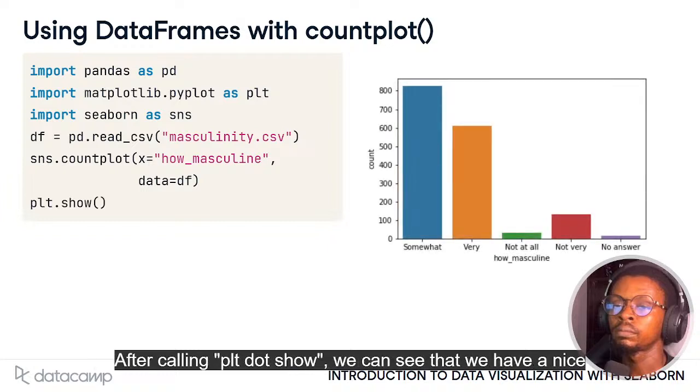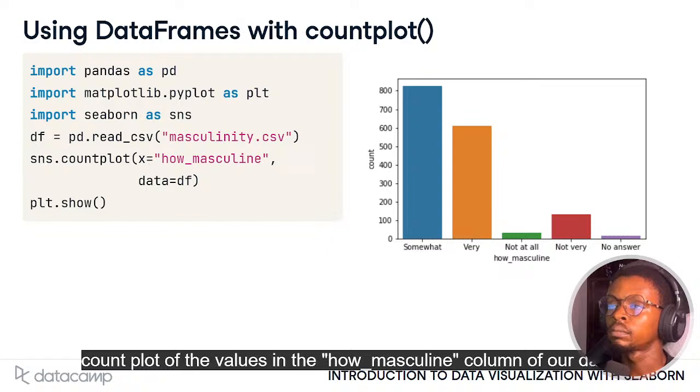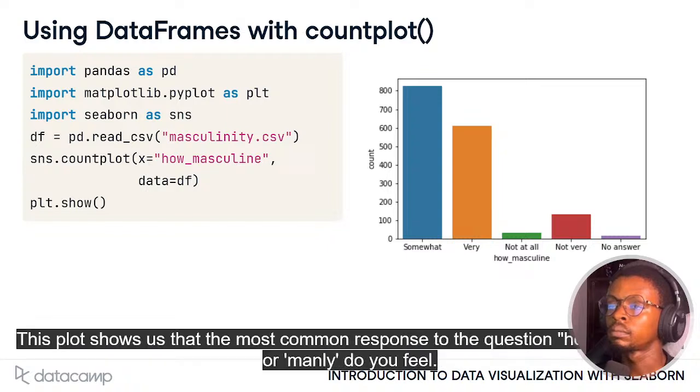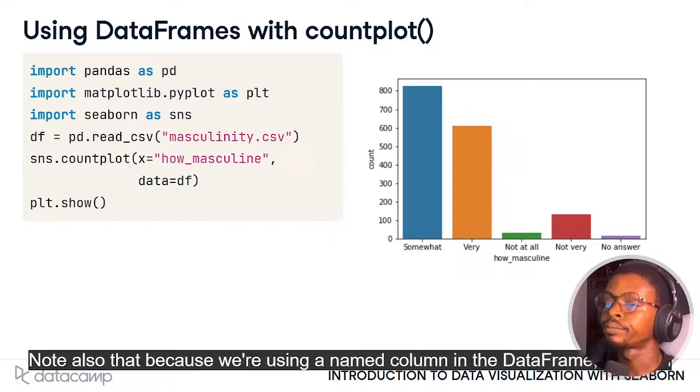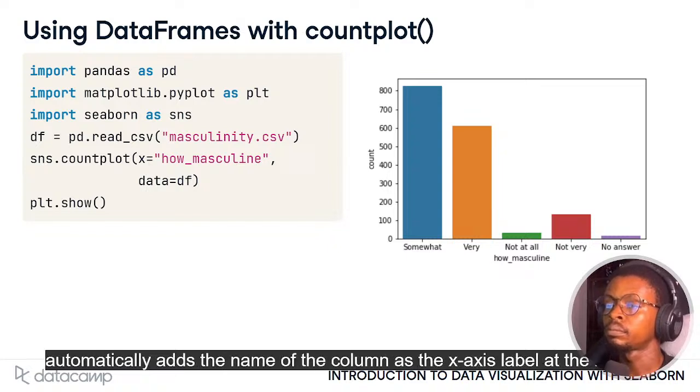After calling plt.show, we can see that we have a nice count plot of the values in the how masculine column of our data. This plot shows us the most common response to the question, how masculine or manly do you feel, is somewhat, with very being the second most common response. Note also that because we're using a named column in the data frame, Seaborn automatically adds the name of the column as the x-axis label at the bottom.